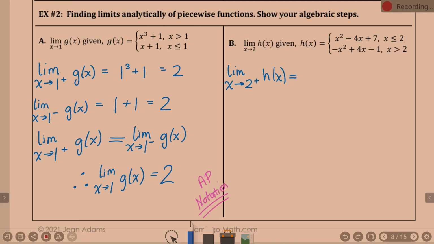Now I'm writing h of x. You could also write in there the piece of the equation that's true. Okay. What piece are we doing here? The bottom one. Okay, we want when x is greater than 2 because we're saying from the right. So this is going to be the negative of 2 squared plus 4 times 2 minus 1. Do that math for me in your head.